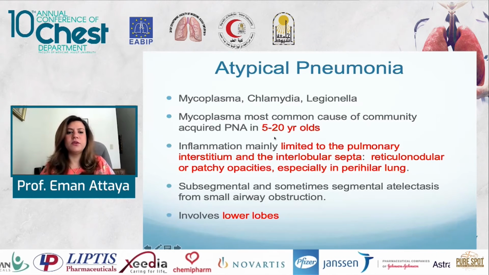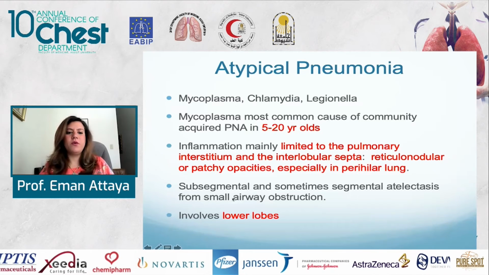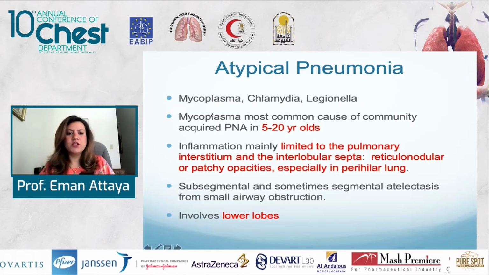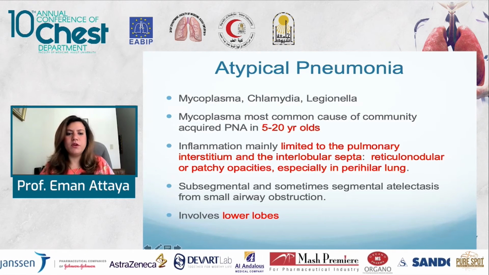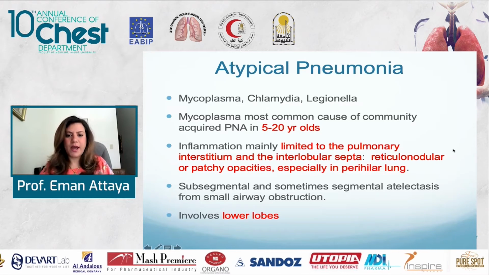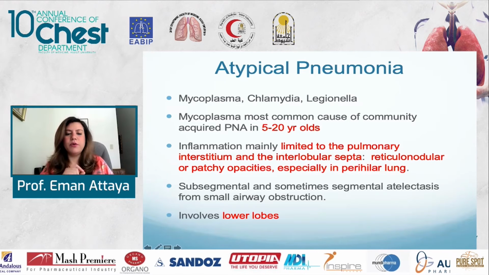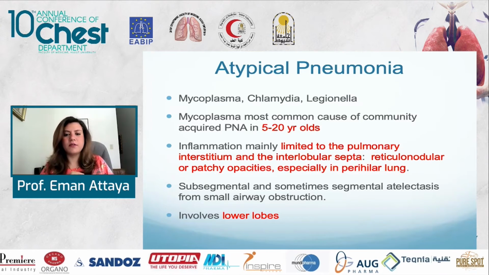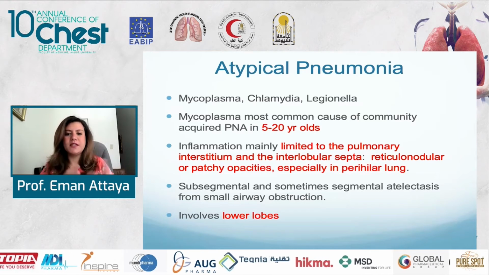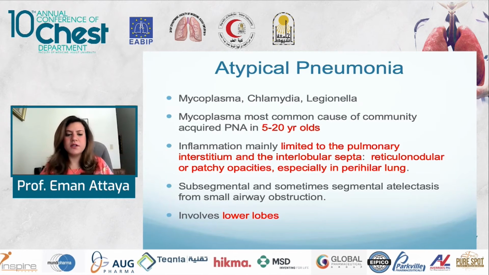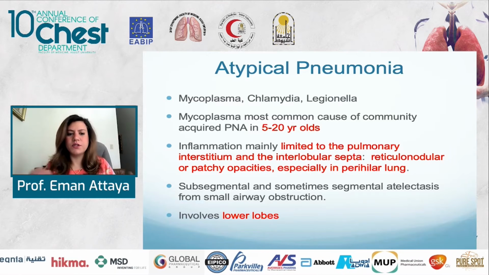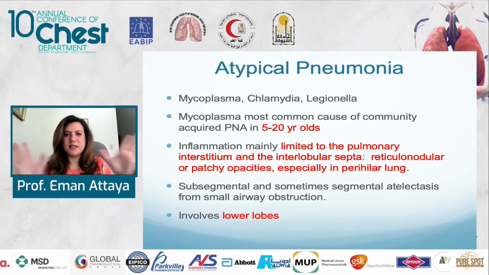Moving on to atypical pneumonia, I'm only going to talk about a few, mainly mycoplasma here. Mycoplasma is the most common cause of community-acquired pneumonia in young adults, so 5 to 20-year-olds. And it has a different pattern, right? The inflammation is limited to the pulmonary interstitium and the interlobular septa, and it has a reticulonodular or patchy opacity pattern, especially in the perihilar lungs. You can get atelectasis, and it usually involves the lower lobes. So again, it's reticulonodular and patchy opacities in the perihilar lungs.